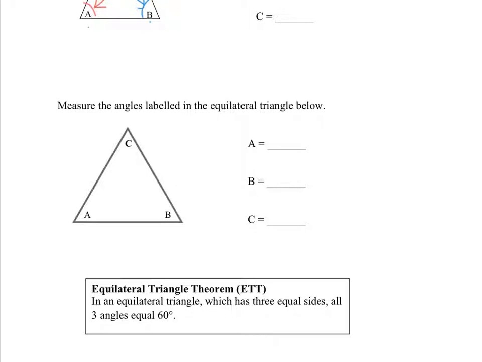And the final theorem is the equilateral triangle theorem, ETT, and that states that in an equilateral triangle, which has three equal sides, all three of those angles are 60 degrees. So here we have a triangle that looks to be equilateral, and I will tell you that it is, and we should indicate that by writing the three lines on each length, and that means all three of them are the same. For all angles to add up to 180 and for them to all be equal, they all must be 60 degrees. 60 plus 60 plus 60 is 180 degrees.